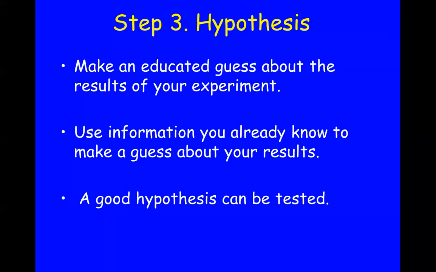The third step is to develop a hypothesis, and most of you already know what a hypothesis is. You're making a guess about what you think will happen, or the results of your experiment. It's important that you're not just making a random guess. You're using information you already know, maybe some prior knowledge that you have, or information that you got through your research step to make an educated guess about what will happen.